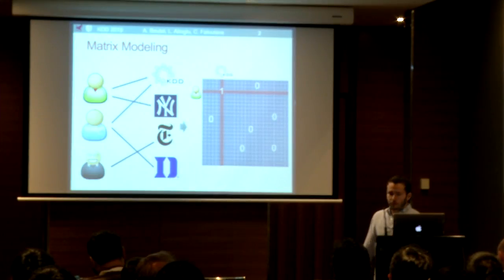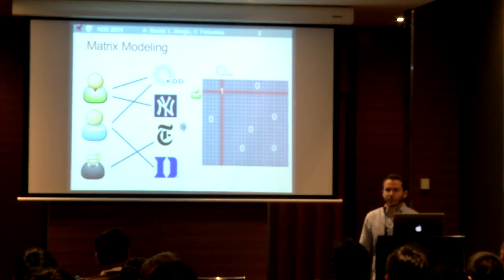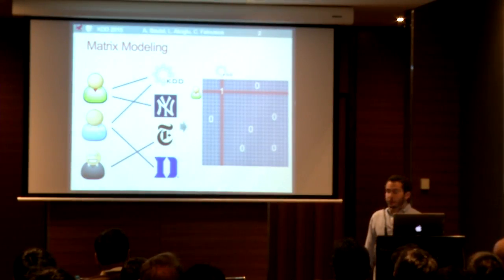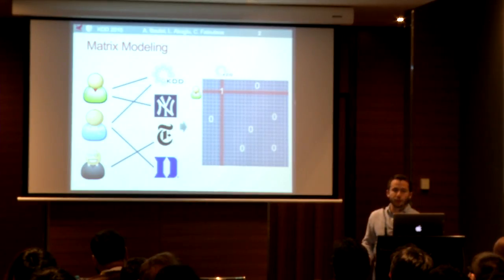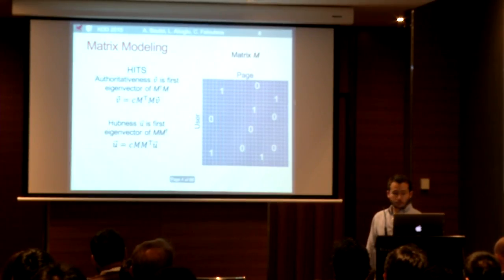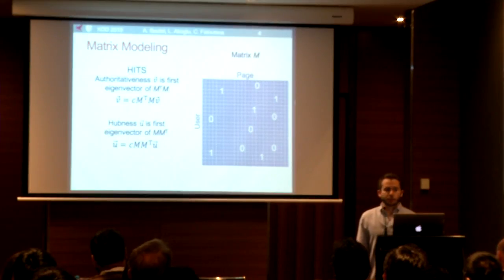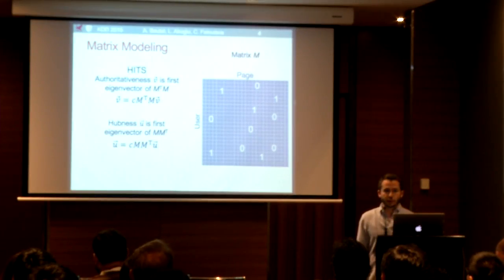So, of course, going back to the matrix modeling, we have this bipartite graph, let's say, of users and the pages they like. We have the static binary graph. Therefore, this term here in the matrix corresponds to the fact that there's an edge from this user to KDD. And this creates this general user by page matrix. As before, the HITS algorithm will find the first singular vector for authoritativeness on the right-hand side, and for hubness, the first singular vector on the left-hand side.